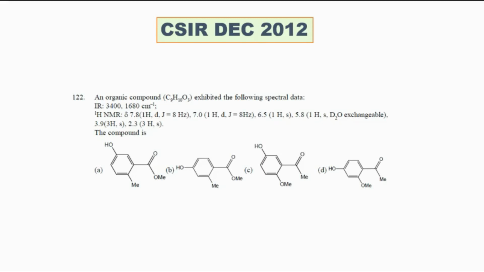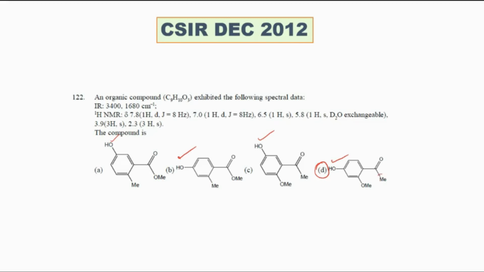Option D, ma'am. Now, could you explain your approach? It is given that 5.81 hydrogen, so there is an OH present, ma'am. Here also I have an OH, here also an OH, here also an OH. Next one is 2.3 they have given, so a methyl group attached to a CO group, ma'am.